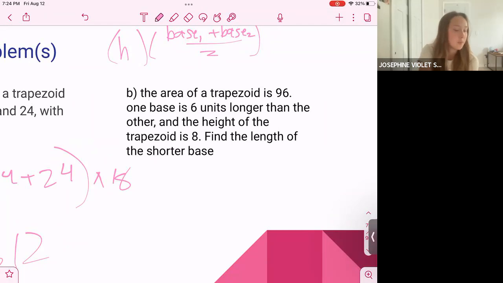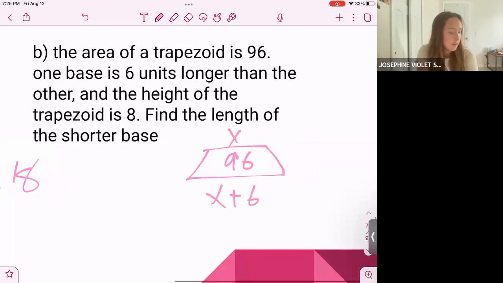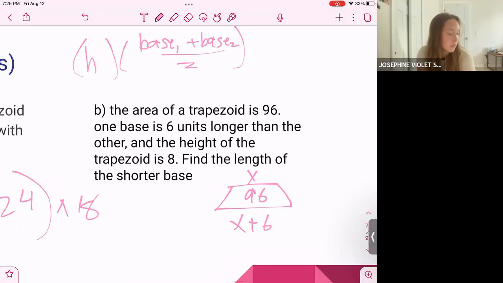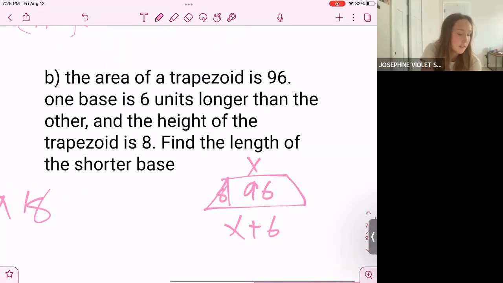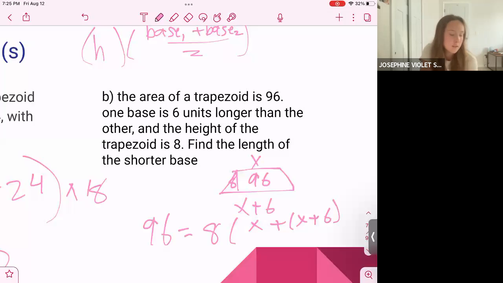Okay, so we're looking at this trapezoid, and we know its area is 96. Let's call this base X. And we know the longer base is 6 units longer than the short one, so let's call it X plus 6. We also know that the height is 8. So from the formula, the area, which is 96, is equal to the height, which is 8, times base 1 plus base 2 over 2, which now we have x and x plus 6 as the two bases.